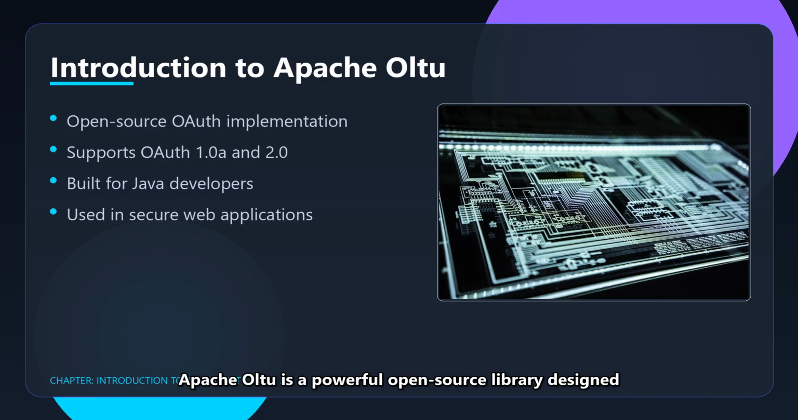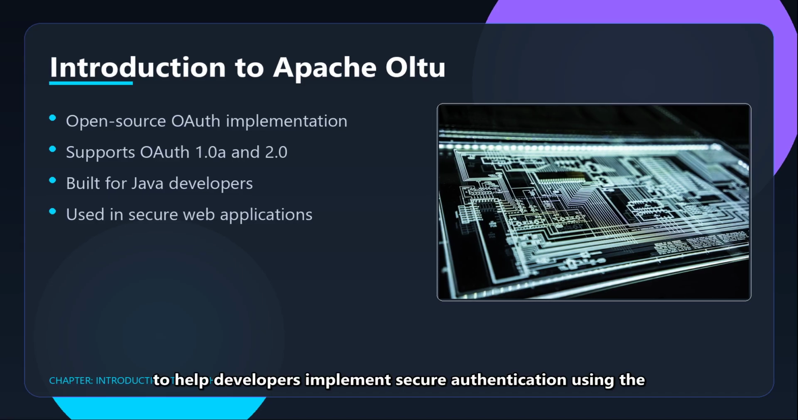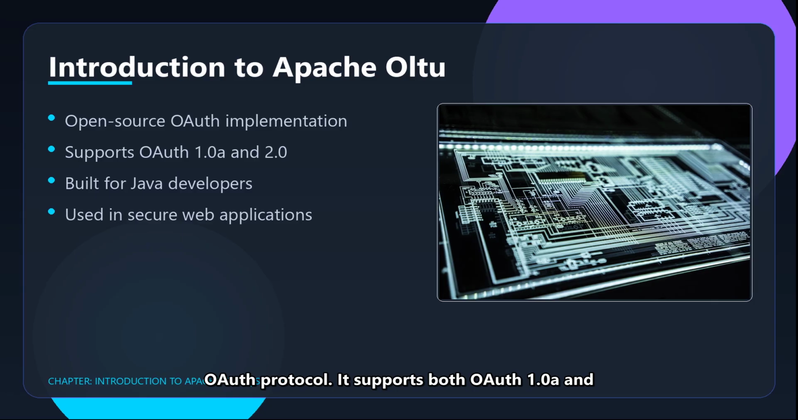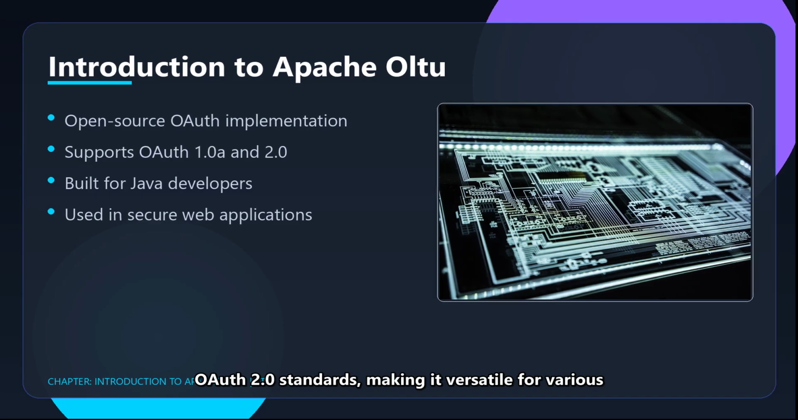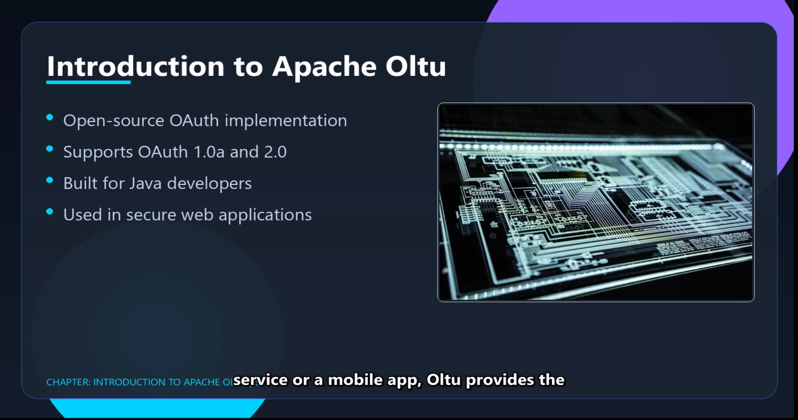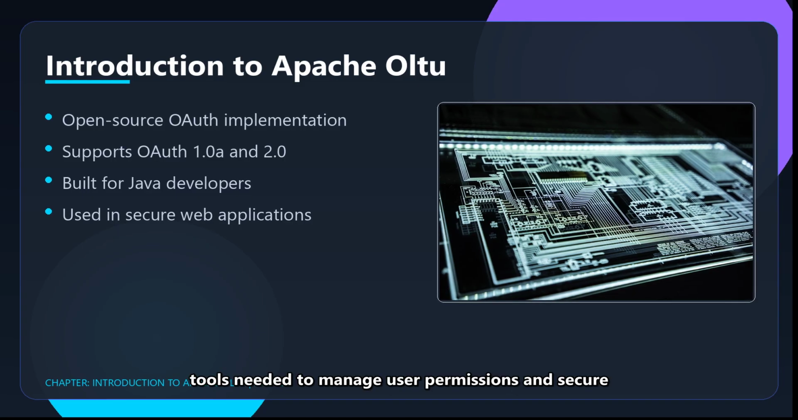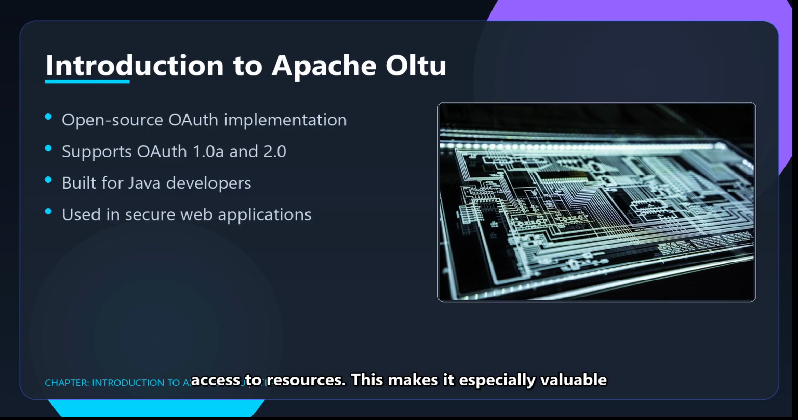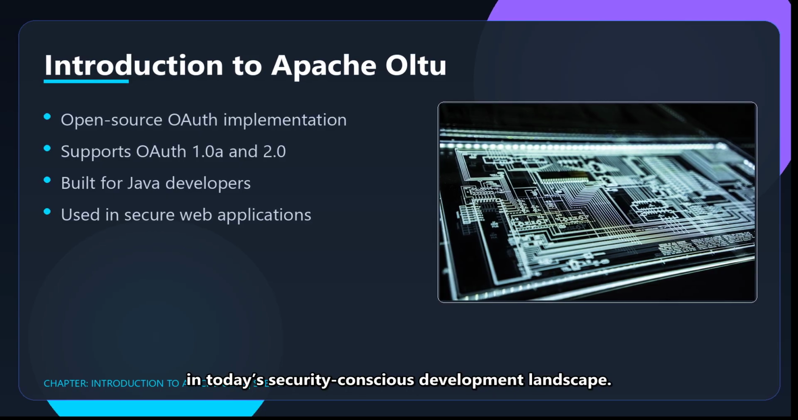Apache Oltu is a powerful open-source library designed to help developers implement secure authentication using the OAuth protocol. It supports both OAuth 1A and OAuth 2 standards, making it versatile for various types of applications. Whether you're building a web service or a mobile app, Oltu provides the tools needed to manage user permissions and secure access to resources. This makes it especially valuable in today's security-conscious development landscape.